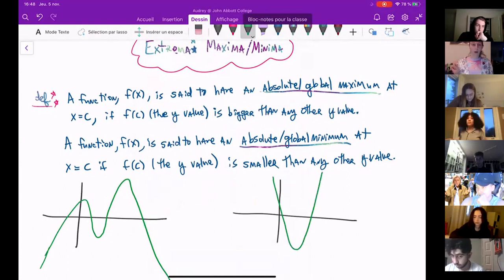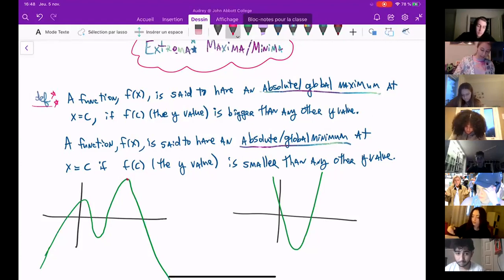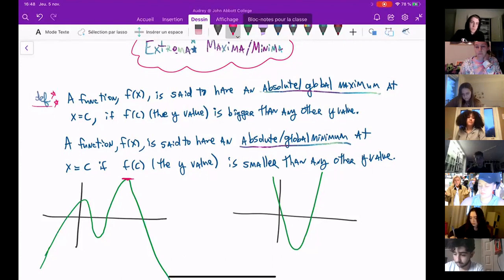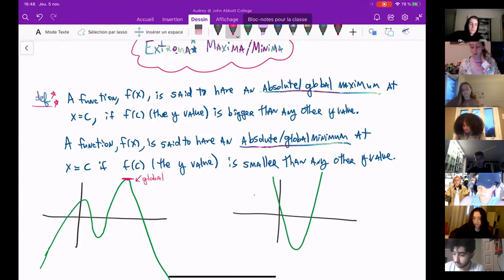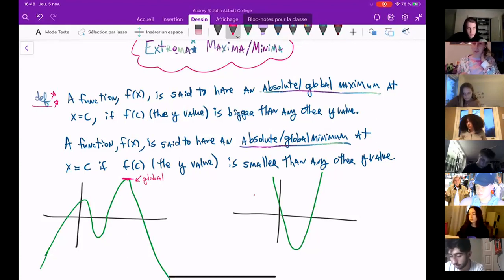Okay. The graph on the left here, if I look at this point right here, is that point bigger than any other y value? Yeah. Does the function ever get bigger than that? So this is my global max. And you'll hear me use the words absolute and global interchangeably. Either one works. So sometimes you'll see global, sometimes you'll see absolute.